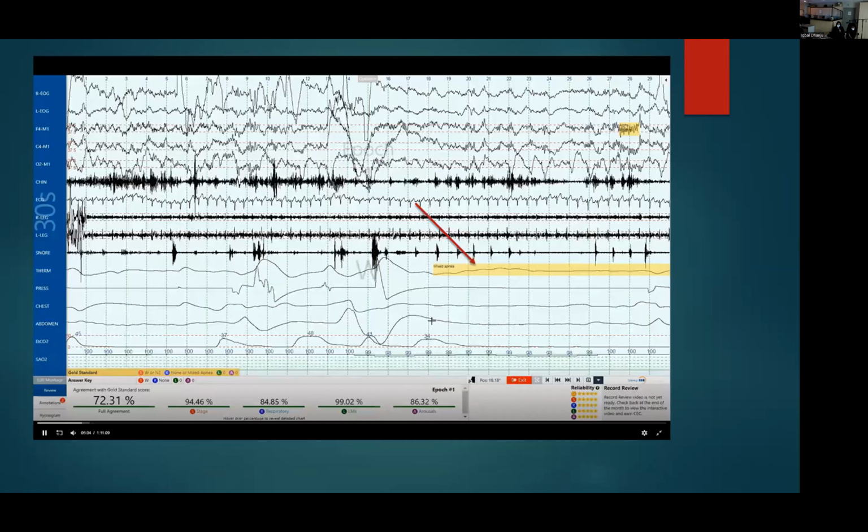So here is one of the mixed apneas. You can see the thermal channel fully flattened as well as the nasal channel. Just a minute.